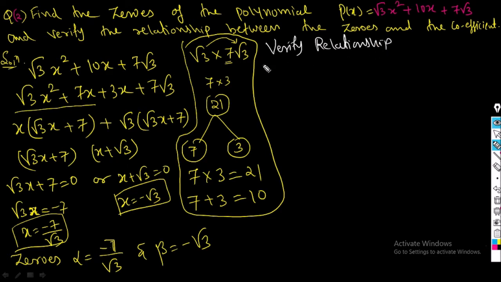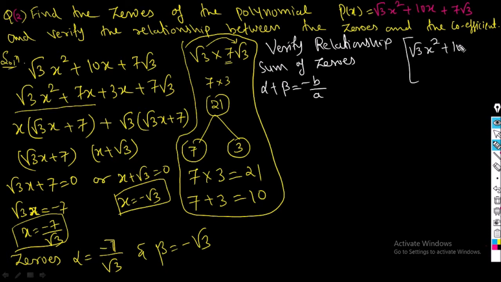Verification of relationship. So sum of zeros, that is alpha plus beta, is equal to minus b by a. So here we have the quadratic polynomial, with root 3x square plus 10x plus 7 root 3. If I write here the general form of a quadratic polynomial, ax square plus bx plus c, then a is equal to root 3, b is equal to 10, and c is equal to 7 root 3.